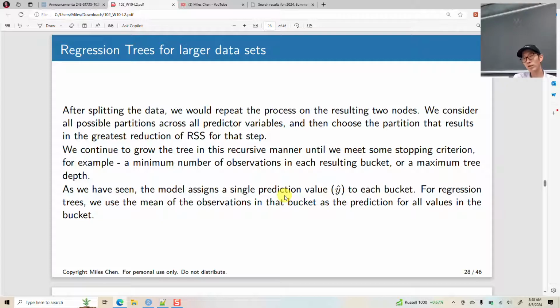Usually the stopping criterion is, once you get down to, say, 6 observations in a bucket, you say, all right, that's good enough. Or you might say, once you go 3 levels deep, we'll stop there. So you have some kind of artificial stopping criterion. If you don't specify that, then the tree could keep going until each bucket has 1 observation in it. And that's definitely going to be an overfit.